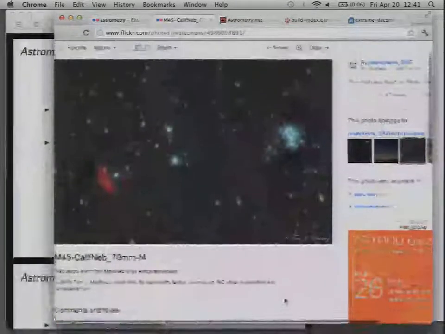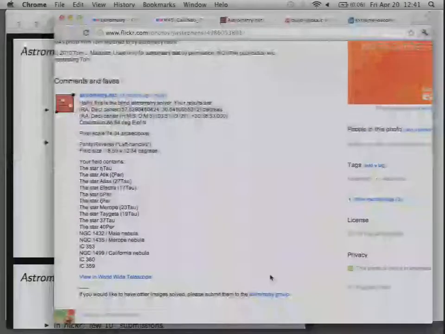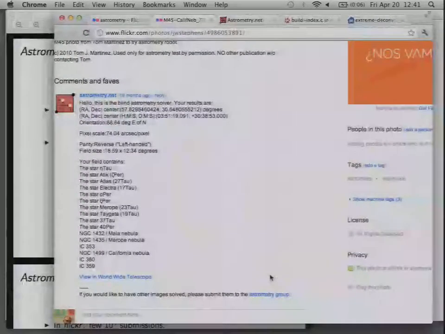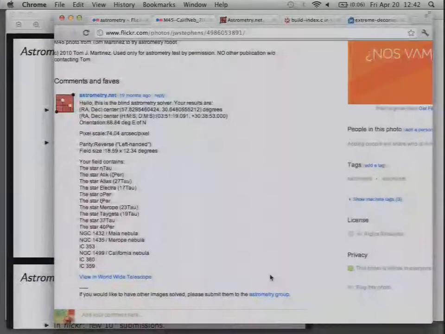But anyway, when you add your image to the group astrometry, a few seconds later, this happens. "Hello, this is the blind astrometry solver. Your results are..." and it tells you a bunch of technical information about your image. And that is our code running the Flickr API. So we're trolling Flickr for images that get added to the pool, and when they get added to the pool, we come in and we tag them.